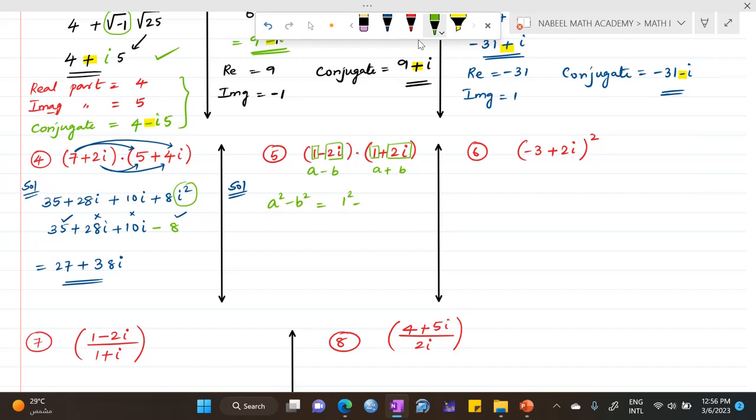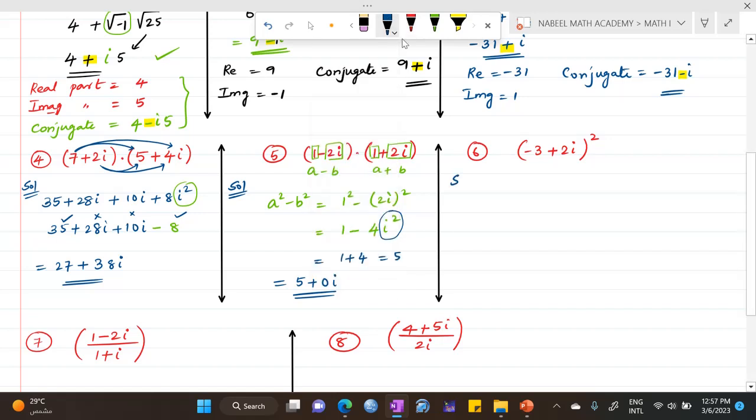So a square minus 2i square. So it implies 1 minus, if you apply the square inside, 4i square. Now i square is equal to minus 1. Therefore minus of minus becomes plus. So it is 4 plus 1, which is equal to 5. Now the standard form is 5 plus 0i. So this is the standard form of a complex number where the real part is 5 and the imaginary part is 0.